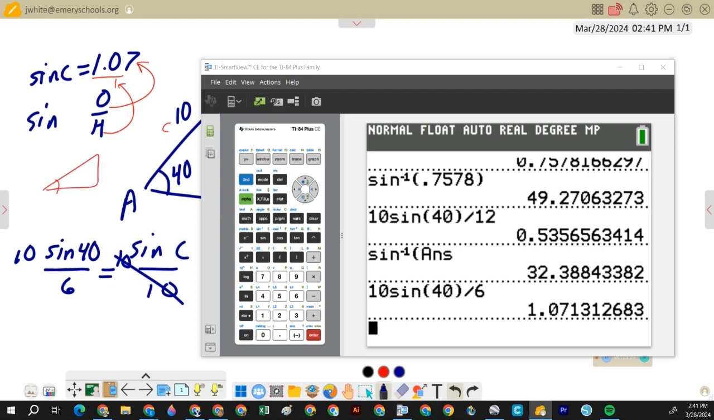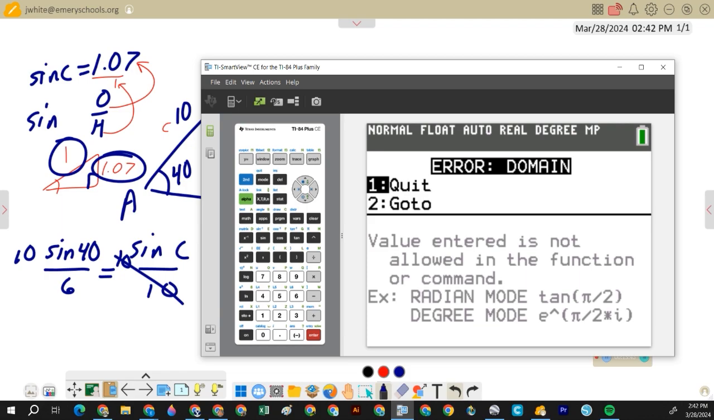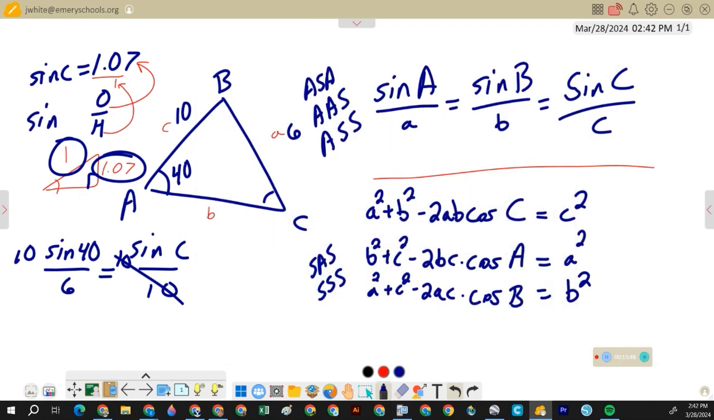If I try to draw that triangle, and O is 1.07 and H is 1, is there any way in a right triangle for the opposite side to be larger than the hypotenuse? No. So when I try to invert 1.07 using the sine function, I get an error. That triangle does not exist. What does that mean? Well, it just means that this side is so short that no matter where I swing it, it never hits side B. So there are no triangles in which that works.